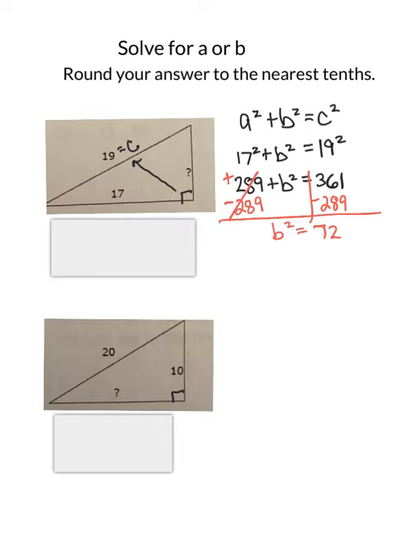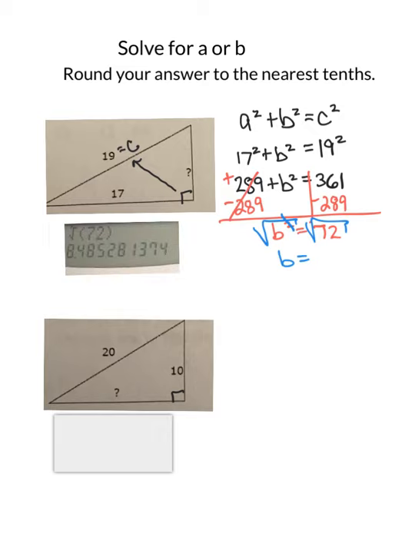So I have a squared. So what is the opposite or the inverse operation of square? Oh, that's square root. And we need to square root both sides, because the square and the square root cancel each other out. It's going to leave b by itself. So let's do square root of 72. Let's put it in our calculator. And we get this big long decimal here.